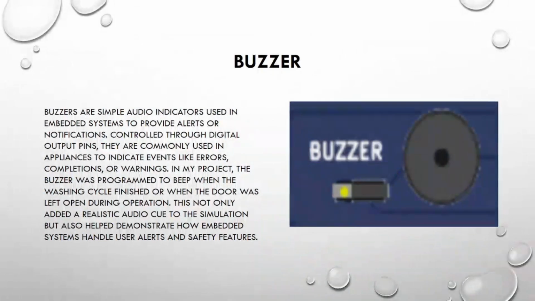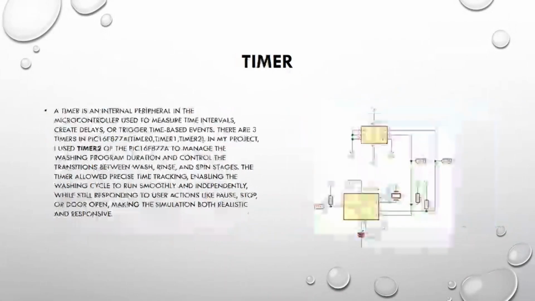Buzzer. Buzzers are simple audio indicators used in embedded systems to provide alerts or notifications. Controlled through digital output pins, they are commonly used in appliances to indicate events like errors, completions, or warnings. In my project, the buzzer was programmed to beep when the washing cycle finished or when the door was left open during the operation. This not only added a realistic audio cue to the simulation but also helped demonstrate how embedded systems handle user alerts and safety features.